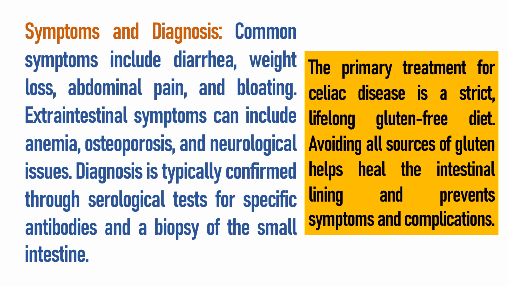Diagnosis is typically confirmed through serological tests for specific antibodies and a biopsy of the small intestine. The primary treatment for celiac disease is a strict, lifelong gluten-free diet. Avoiding all sources of gluten helps heal the intestinal lining and prevents symptoms and complications.